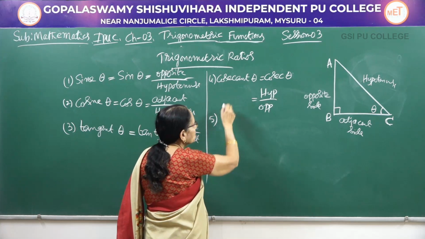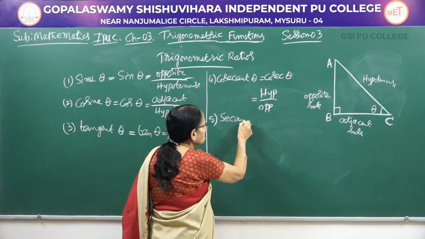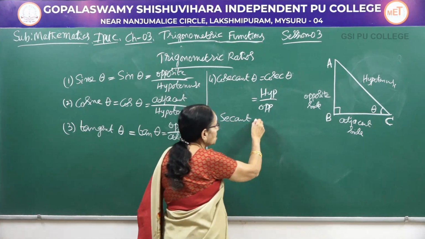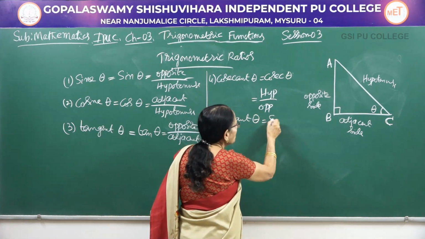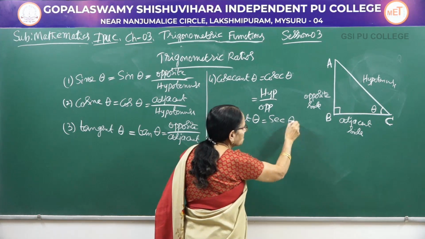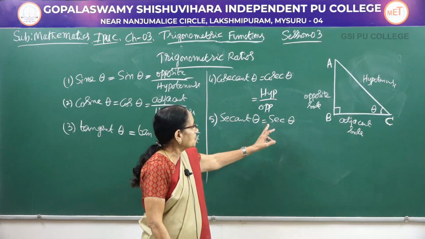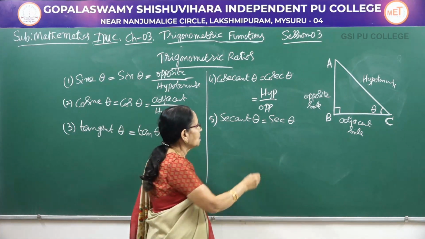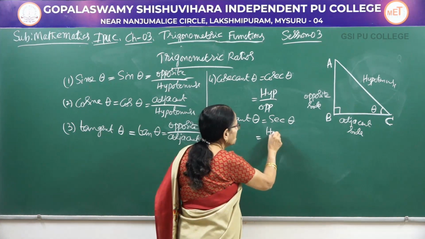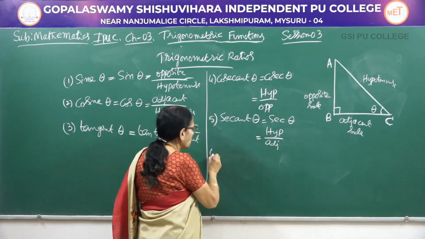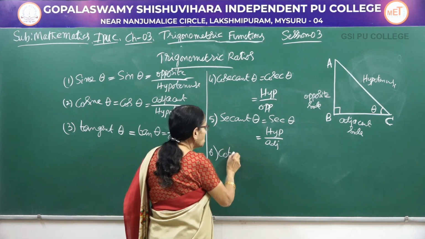Come to the next one. That is cosecant, and now it is secant. The co is taken out and it is secant, secant of theta. We take the first three letters and write it as sec theta. Read it as secant theta, write it as sec theta. It is defined as the hypotenuse over the adjacent side. And finally, we have cotangent.